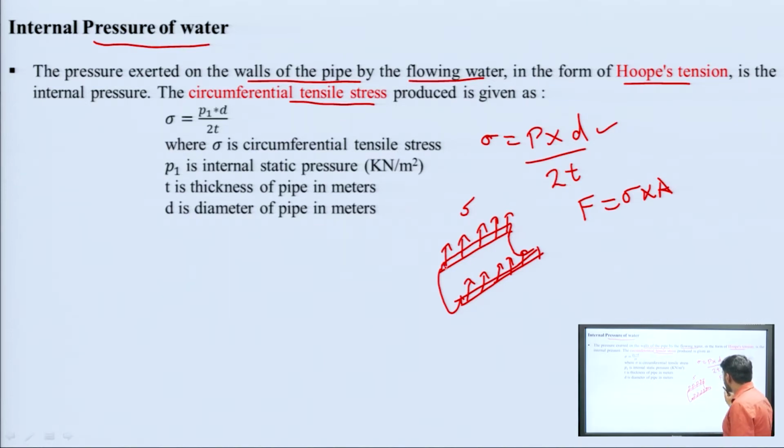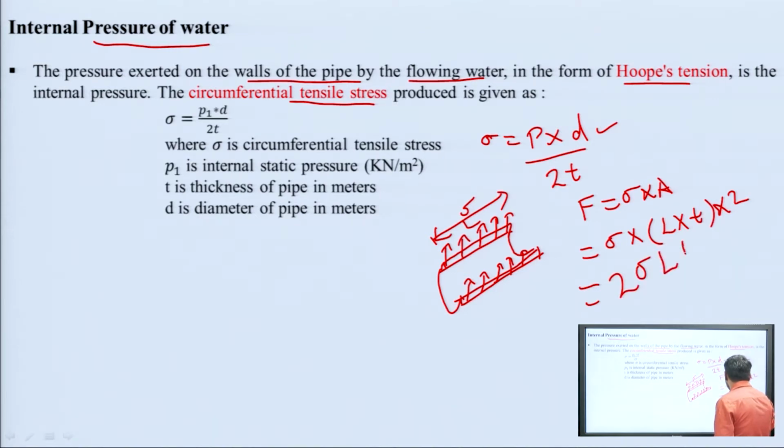Its area will be equal to L into T, meaning the length and the thickness of that particular pipe. As the stress develops on both sides, it will be multiplied by 2, so the force developed is 2 sigma L into T. And what pressure is applied by the water? That pressure will be on that particular portion.